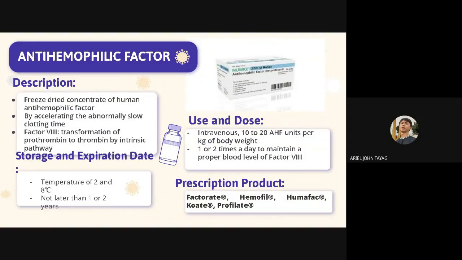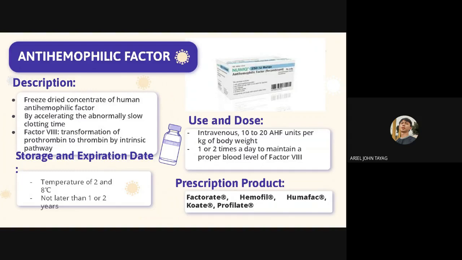So next one is the anti-hemophilic factor. It is a freeze-dried concentrate of human anti-hemophilic factor. It is also prepared from the factor 8 rich cryoprotein fraction of human venous plasma, by accelerating the abnormally slow clotting time.